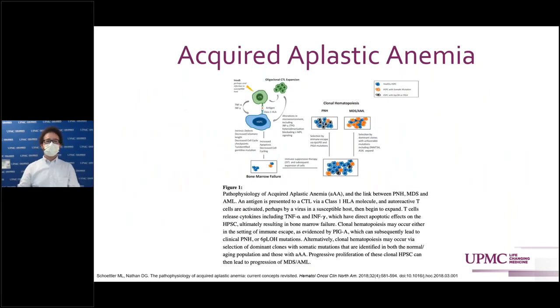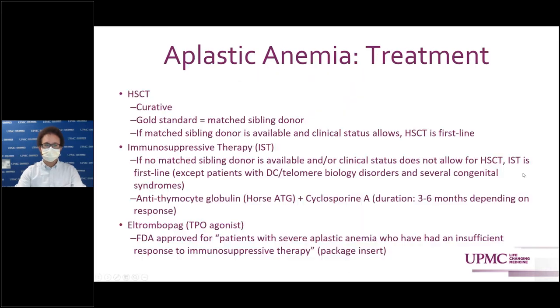And then acquired aplastic anemia is thought to be more of an autoimmune process, to where for one reason or other, either there's an infection or injury or insult that causes this inflammation and causes the immune system, and specifically the T cells of the immune system, to attack the blood cell precursors in the bone marrow, which then cause bone marrow failure, and then a slew of other changes from that standpoint.